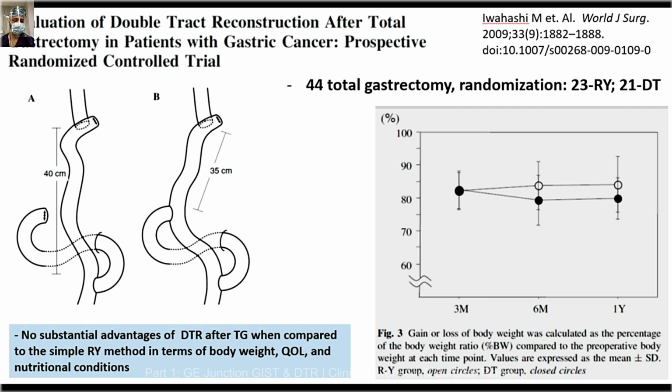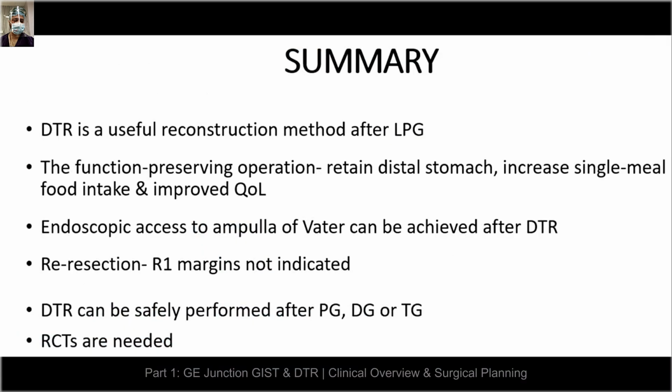But we have to keep in mind that in DTR there is a very big advantage, that there is endoscopic access to the ampulla. In future, if there is any requirement of an endoscopic procedure, like endoscopic biopsy of the ampulla or ERCP for cholecystectomy-related problems, then this route is easily accessible after DTR, and in my opinion, that is a very big advantage for these patients. So, in summary, double track reconstruction is a useful reconstruction method after laparoscopic proximal gastrectomy.